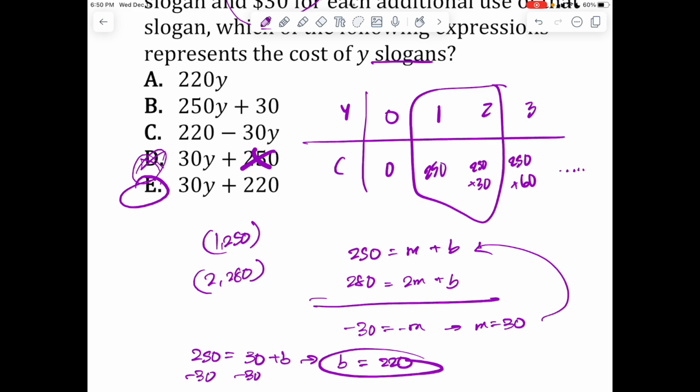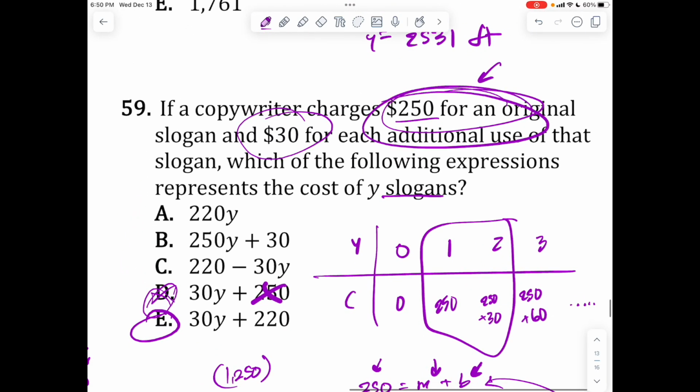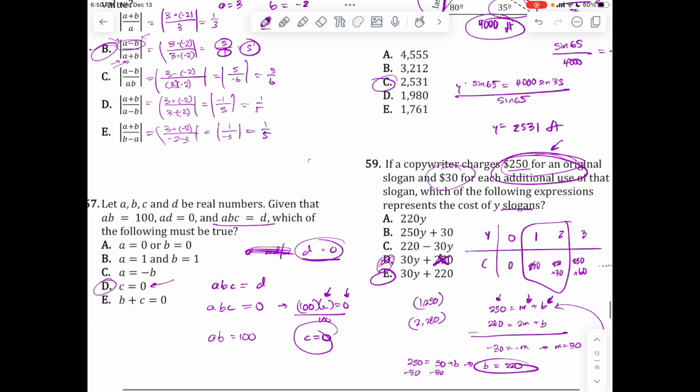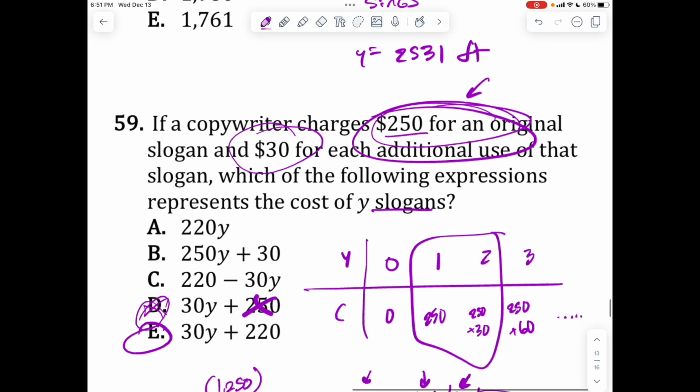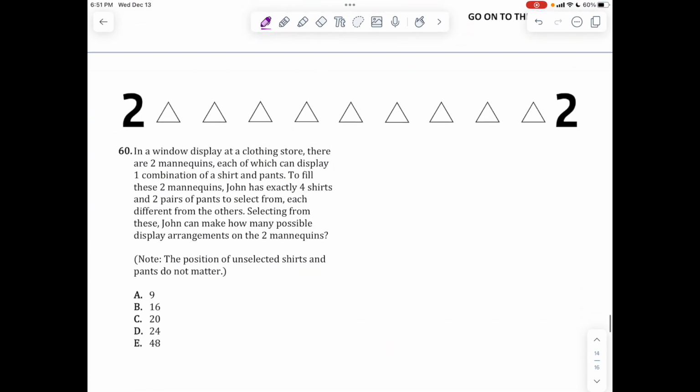It's because, again, the b value for a y equals mx plus b form equation has to be the y value when your x input is 0. But since this value is not representing the cost for 0 slogans, rather the cost for 1 slogan, you can't use that and just say it's your b, or essentially your y-intercept. Okay, hopefully that makes sense. I'm going to kind of leave it at that. Hopefully that works and that makes sense.